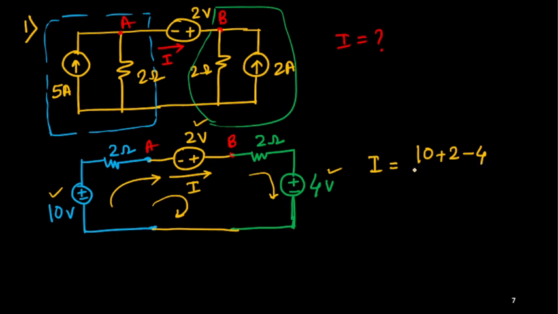This is total voltage by total resistance. What is the total resistance? This is 2 and this is 2. They are in series in a single loop. So 2 plus 2. So what is the value? 10 plus 2 is 12, minus 4 is 8, divided by 4. That is nothing but 2 ampere.